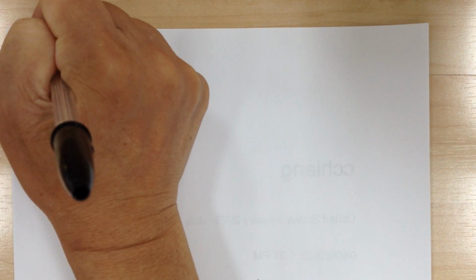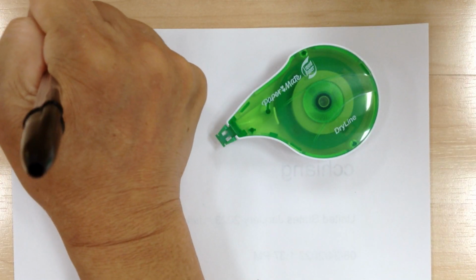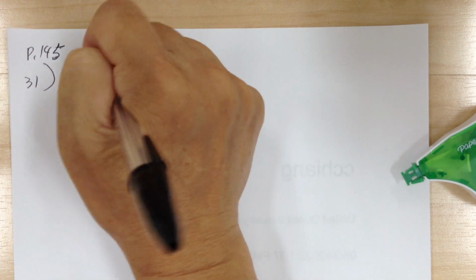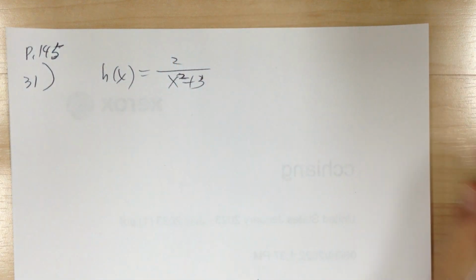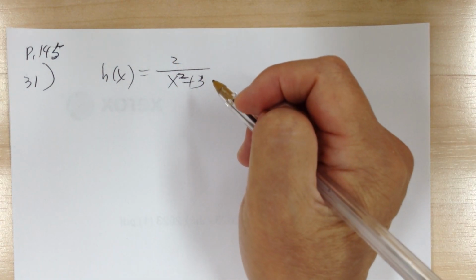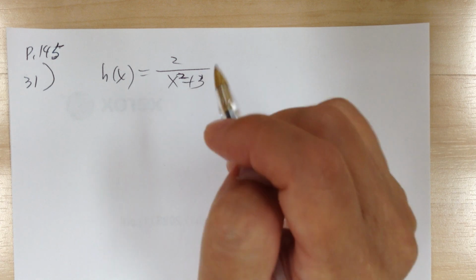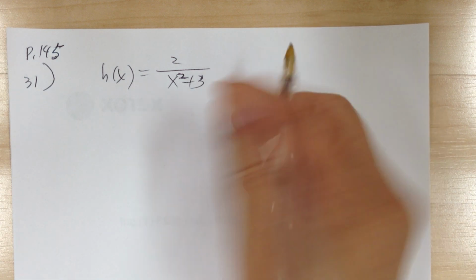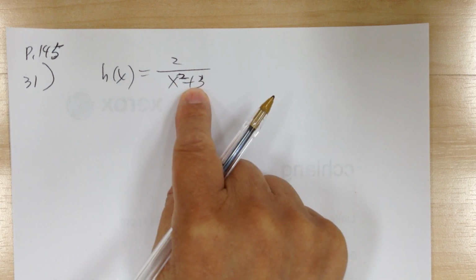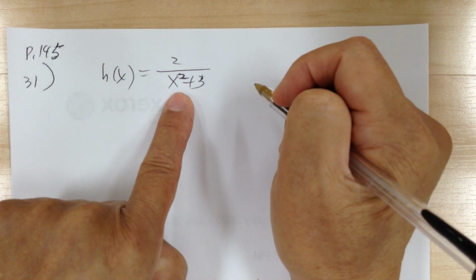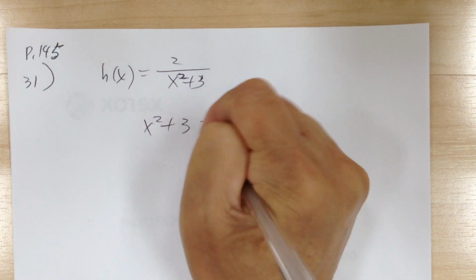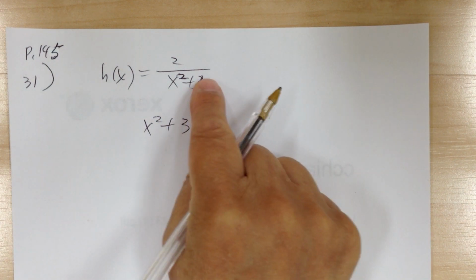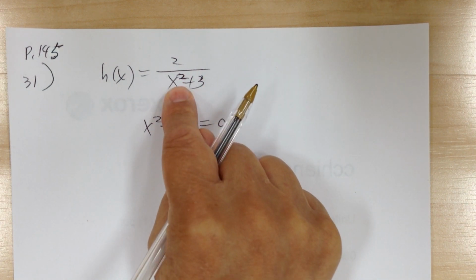Now let's go to number 31. So you got h of x equal to 2 over x squared plus 3. In this case, what you want to do is look for the restriction. What value is x not allowed to have? Well, you're not allowed to have the denominator equal to 0. So if the denominator equals 0, that is the number that is not allowed. So let's set it equal to 0 and find out what number you're not allowed to have.